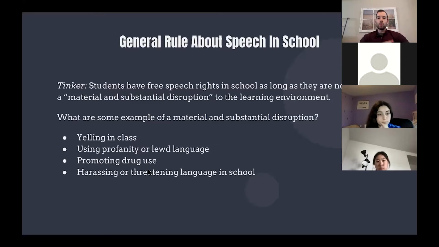Okay, so what's the general rule about speech in school? This came from Tinker, and you're going to hear about this in tomorrow's case as well. It's that students have free speech rights in school, so you do, as long as you are not causing a material and substantial disruption to the learning environment. That's the key phrase, a material and substantial disruption to the learning environment.